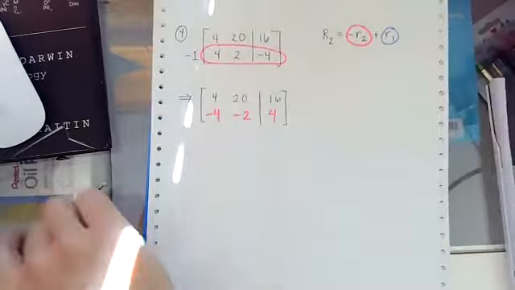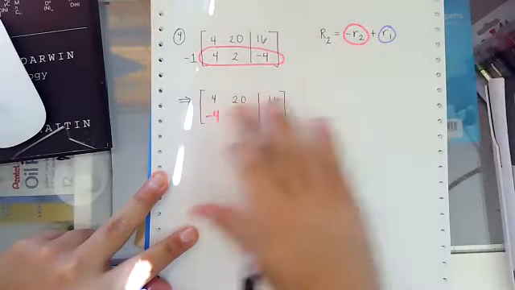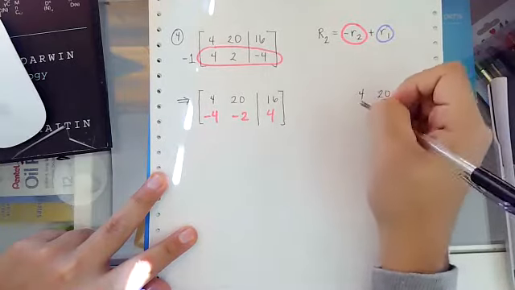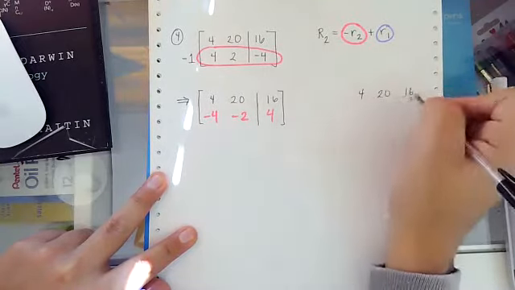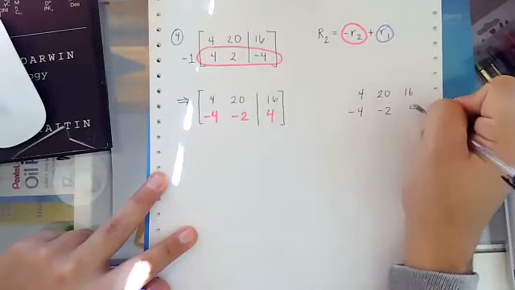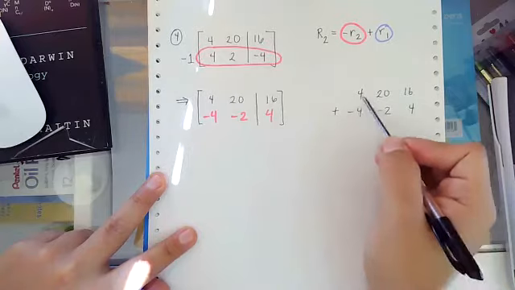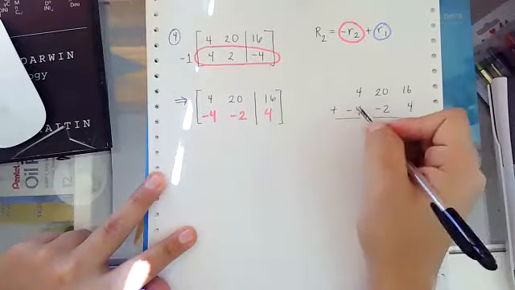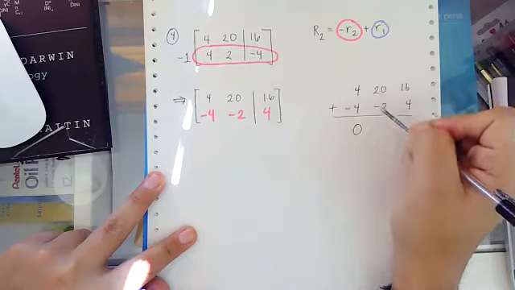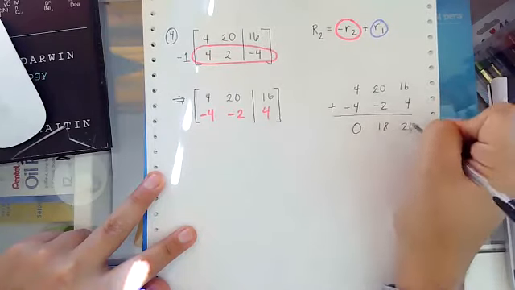And whenever I add two rows together, I feel like it's really convenient to go ahead and write those numbers off to the side, because we'll have to add it up and it gets really messy. So 4, 20, 16, and then we're adding -4, -2, and +4. A positive and a negative, when you add them, will cancel out to some extent. This one will cancel completely to a 0. This will cancel to an 18. And then we're adding 4 here, so that's going to be a 20.